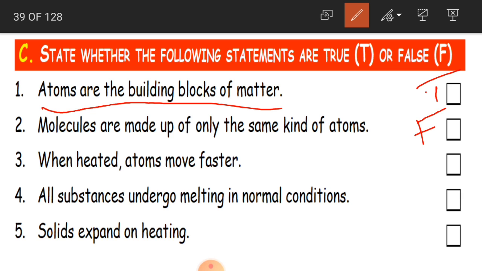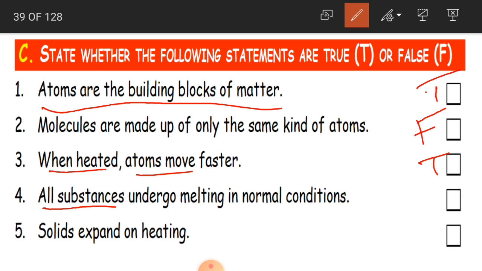Third one, when heated, atoms move faster. Is it true, children? Yes. We have also learnt this by our balloon experiment, with cool water and hot water. We kept a balloon tied to the mouth of the bottle, and when we kept the bottle in the hot water, the air started to rise up. So the particles started to move fast and the balloon was able to increase in size. Okay, so this is true.